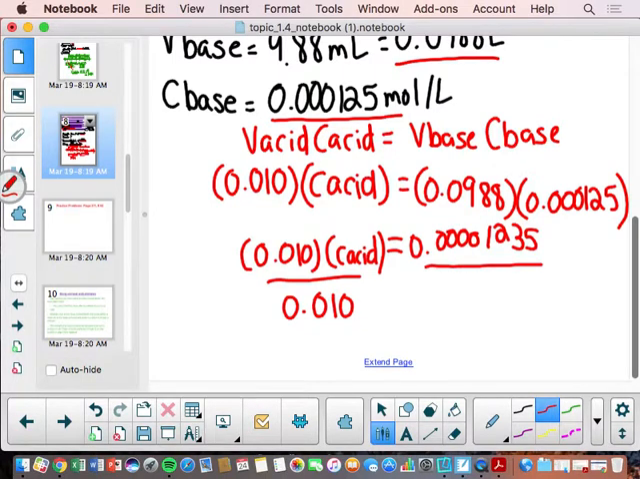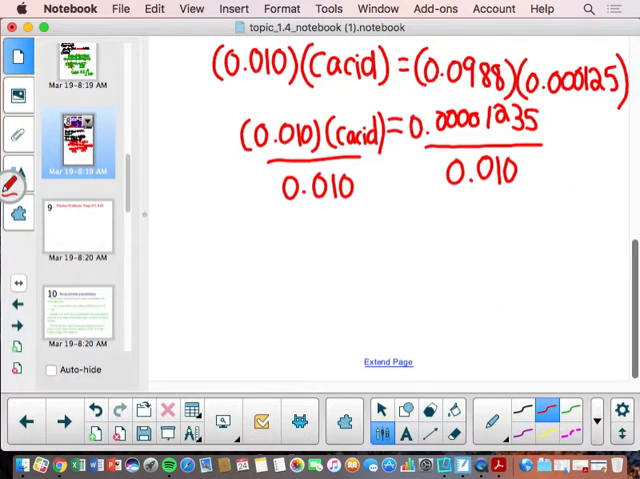We divide by 0.010. I don't know if that's what you meant. And then what do we get as an answer? Did you do that out? Yep. 0.0012.